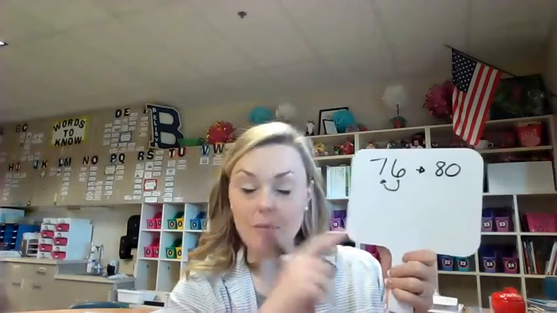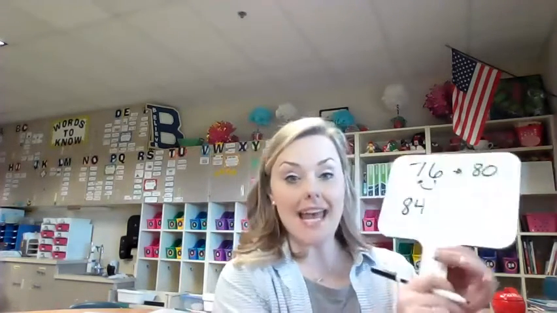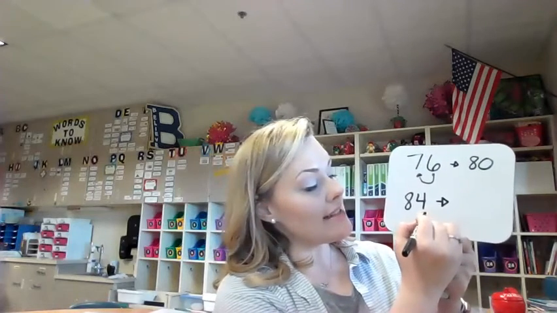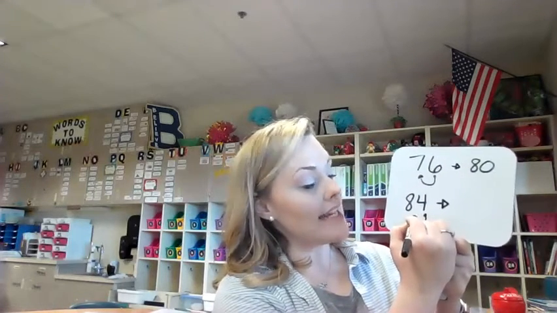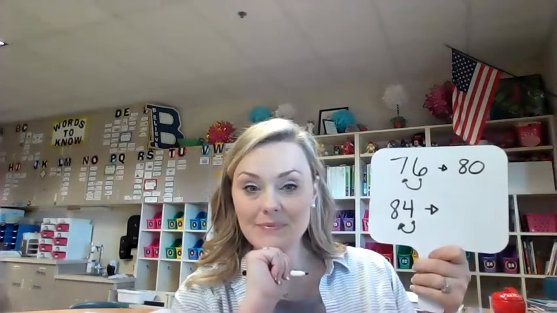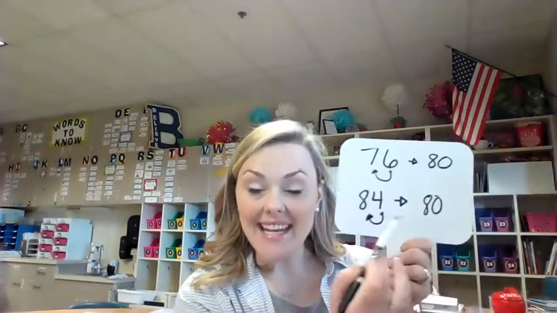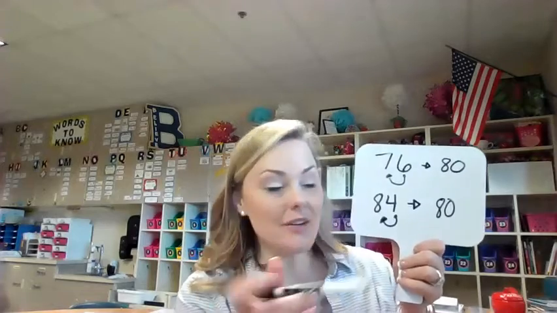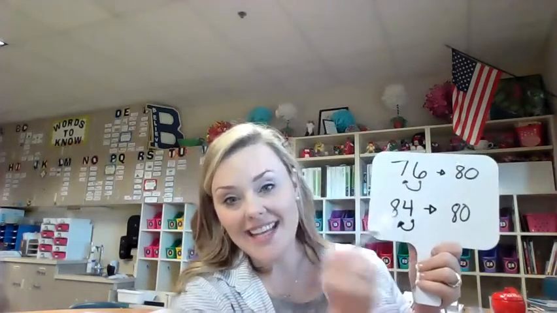Now your turn on your whiteboard. Try 84. Round it to the nearest 10. Looking at the ones, what does the 4 tell the 8 to do? If you said 80 and let it rest, you are correct. The 4 tells the 8 to stay the same. Great job. All right, let's do one with 3 digits.